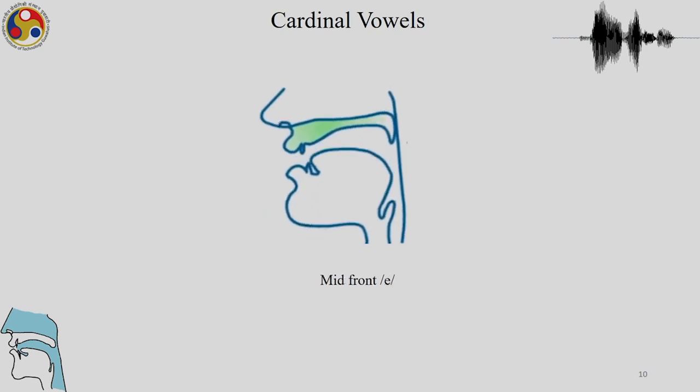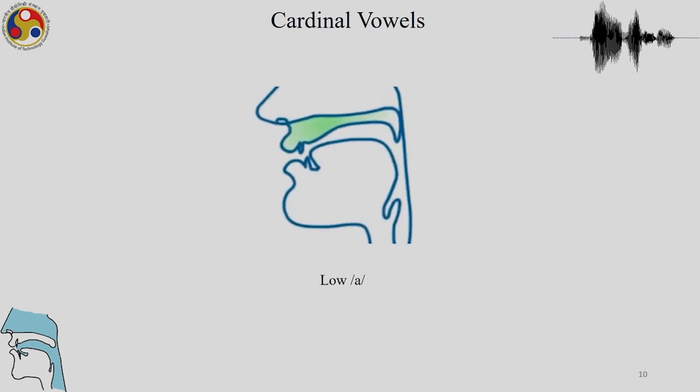So unlike that, if we take the mid front A, as you can see, it's not as high as E. So that's why it's a mid vowel. The position of the tongue is not as high as E, it's somewhat a bit lower. So that's why A is different from E, and that is shown with the movement of the tongue here. Now, unlike E and A, let's look at the low vowel. When you produce it, you will see that your jaw goes down considerably, and it gives it its quality as a low vowel.